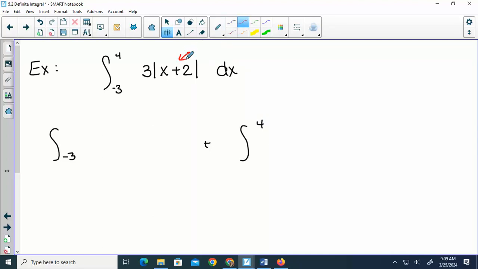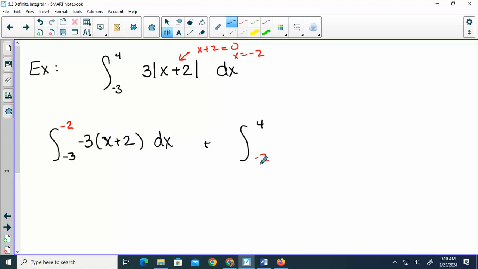To find out the breaking point, you have to say what makes the inside equal 0. What is it? So we'll go from -3 to -2, and from -2 to 4. Alright, if I am plugging in -3 to -2, so if I put in a -3, do you get a positive or a negative inside the absolute value? A negative. And the absolute value would make it positive. So it's the opposite of what I'm putting in.